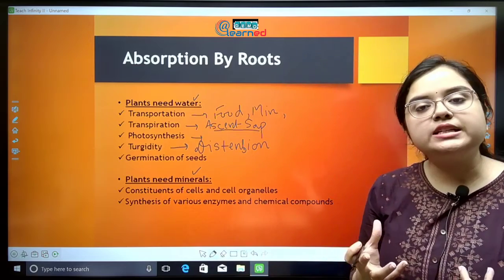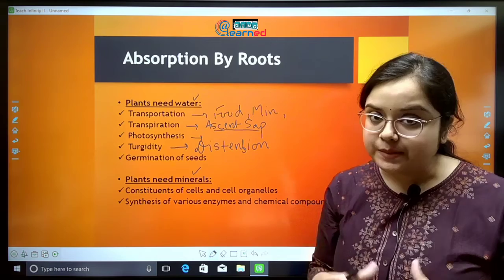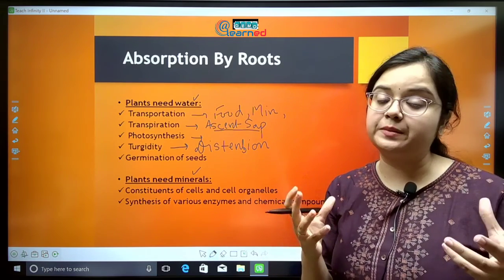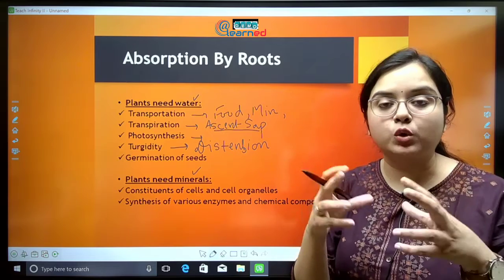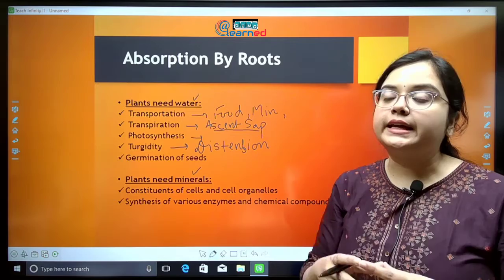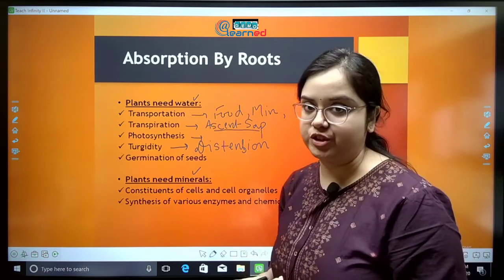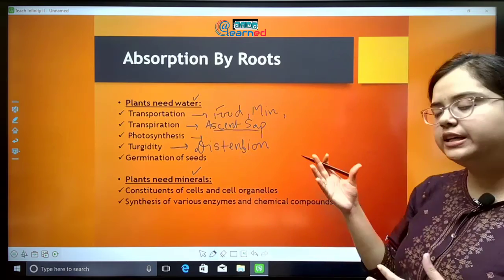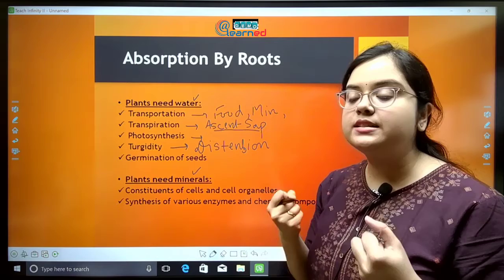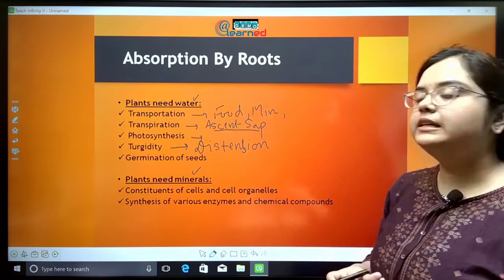So turgidity, what is the function? Turgidity provides mechanical support to the plant body. Turgidity helps in the movement of the plant. Movement means stomatal pore opening and closing, the germination of seeds, and also the opening of flowers; the flower blossoms because of this turgid pressure. We are going to talk about it elaborately in our next slides. And lastly, the germination of seeds. Now as the seeds take in water, the seed coat bursts and the new plantlet comes out.